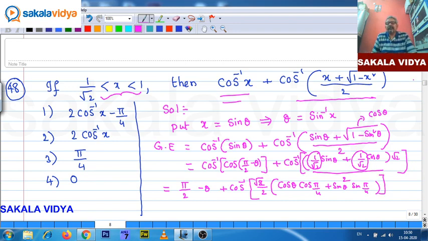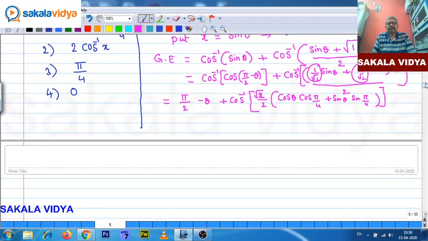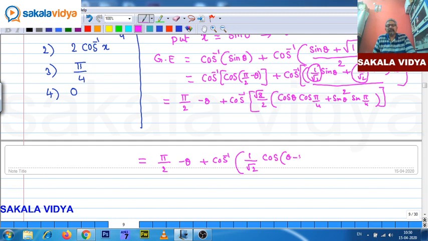See the next step we get now. This is equal to pi by 2 minus theta plus cos inverse of, this root 2 by 2 is 1 by root 2, cos of theta minus pi by 4 we can write it. Up to this step only we will get it.